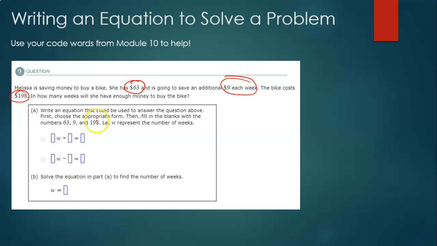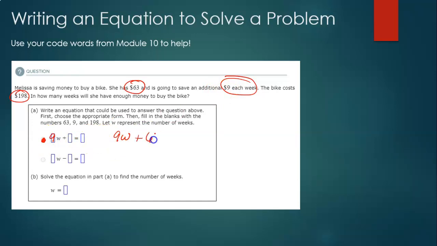First choose the appropriate form, then fill in the blanks with the numbers 63, 9, and 198. Let W represent the number of weeks. So essentially, we need to decide, is this an addition or subtraction problem? First of all, it should be an addition problem. She's going to save $9 each week, and because we've got each next to the 9, that means the 9 needs to go with the W.